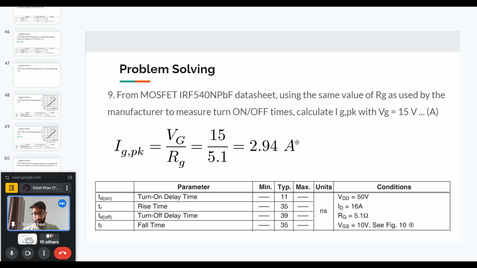What I was trying to say was, it is a very high current, and that is why we require some more circuitry, some gate driver, to provide this current. But again, this is just the peak current. After that, it falls to zero, and it remains zero for most of the duration while the device is operating.